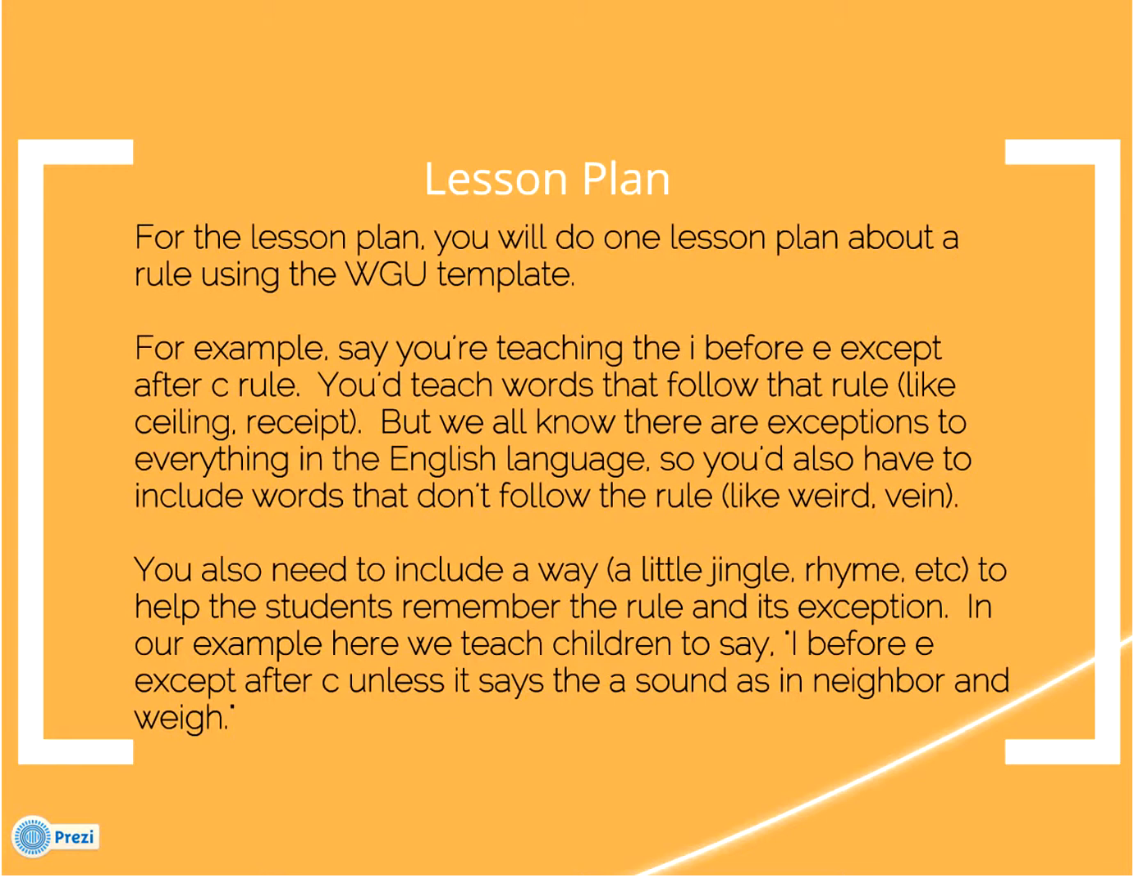The second part requires you to include a little jingle, a little ditty, a little something to help the students remember the rule and its exception. Lucky for me, in my example, a little jingle already exists that we teach students. So you need to explicitly teach in your lesson plan the little jingle. In my particular case, we teach I before E except after C unless it says the A sound, as in neighbor and way. Okay, so those are the 3 parts of your lesson plan.